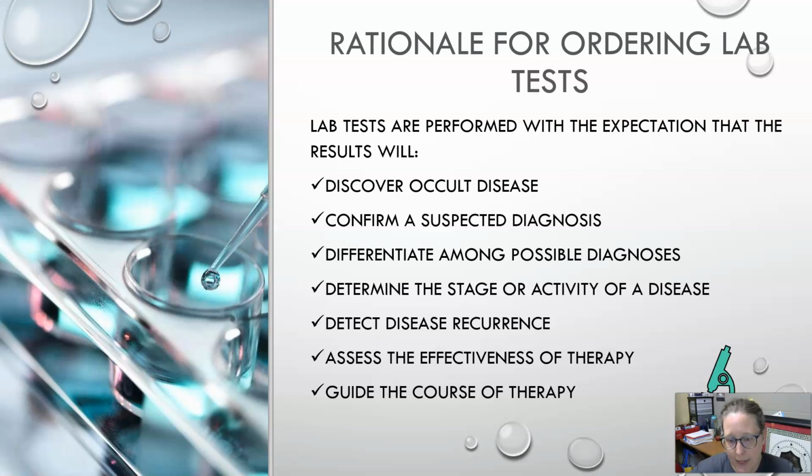And it can assess the effectiveness of therapy. This could be for chronic diseases such as diabetes. We can see if their medication is working, if their lifestyle change is working, if their sugar is under control by the use of the A1C test. That would be one example. And it can guide the course of therapy. Again, antibiotic selection with antibiotic sensitivity in cultures on infections is a good example of guiding the course of therapy.